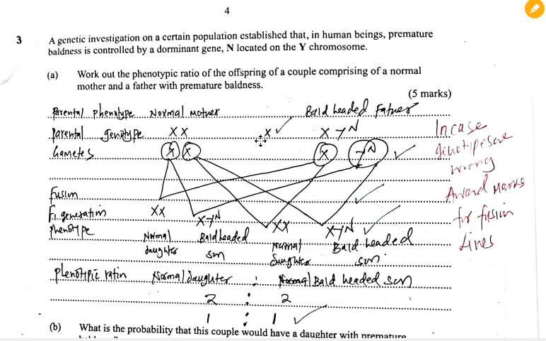Since premature baldness is located on the Y chromosome, we cross a normal mother, and females have XX chromosomes, with a father with premature baldness. Fathers or males have XY, and this N, the gene responsible for premature baldness, will be on top of that Y. Then we must have a cross. We have the phenotypes: normal mother, bald-headed father. Then the genotypes must be correct.